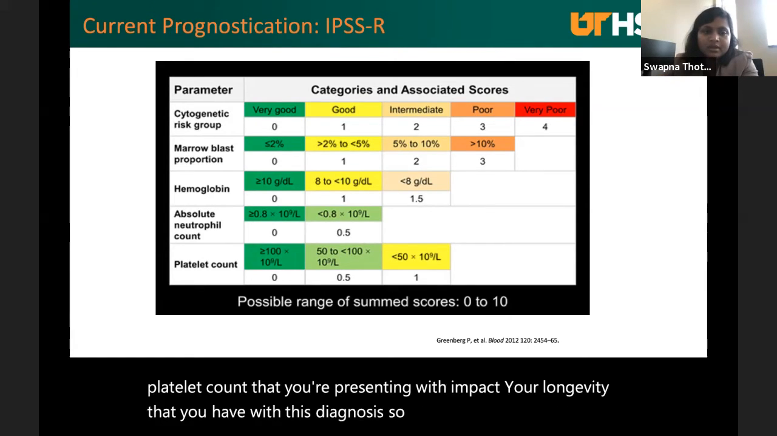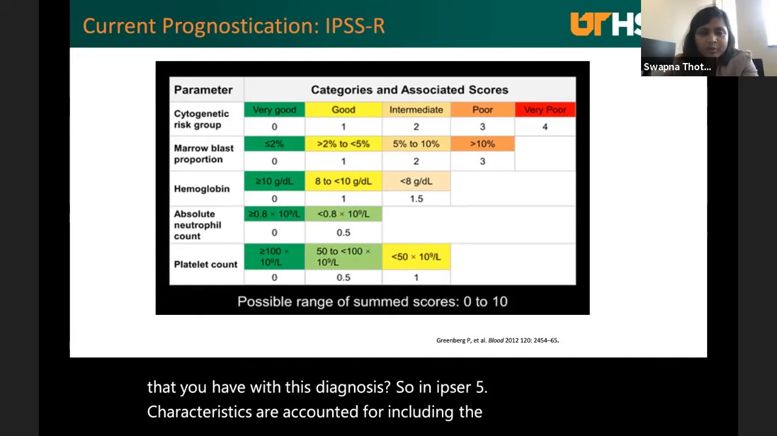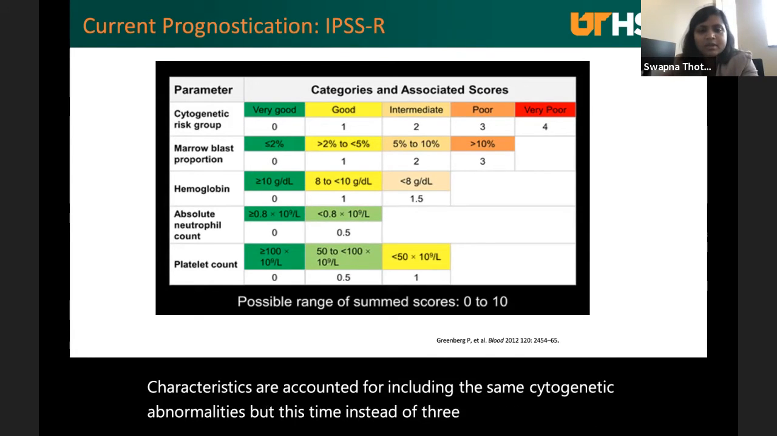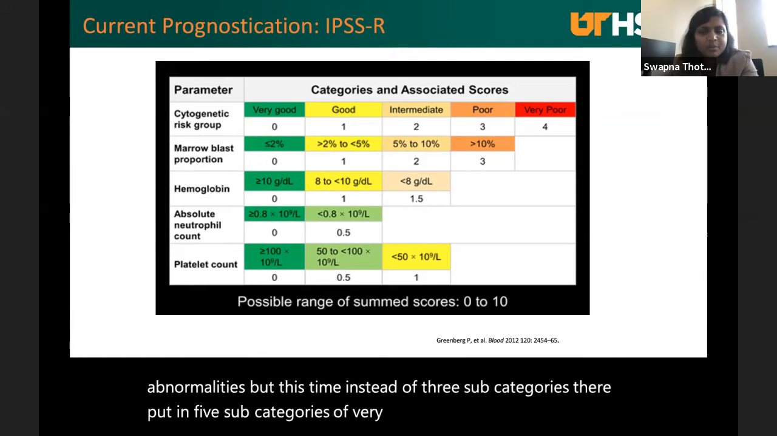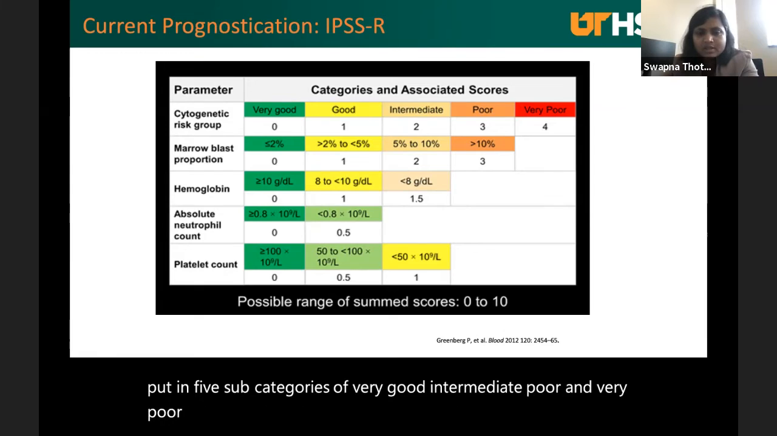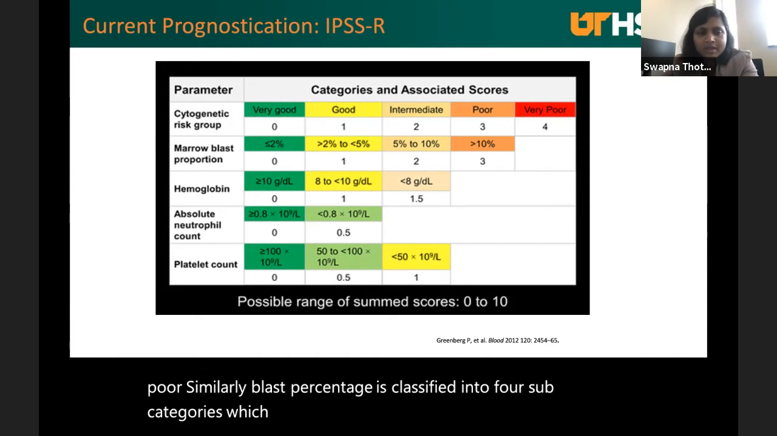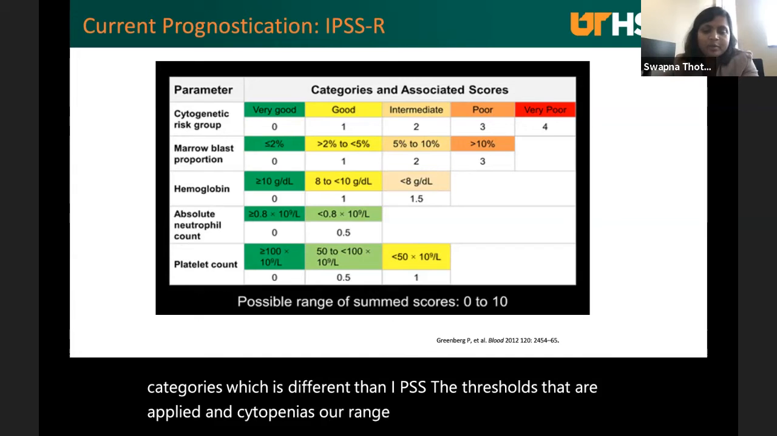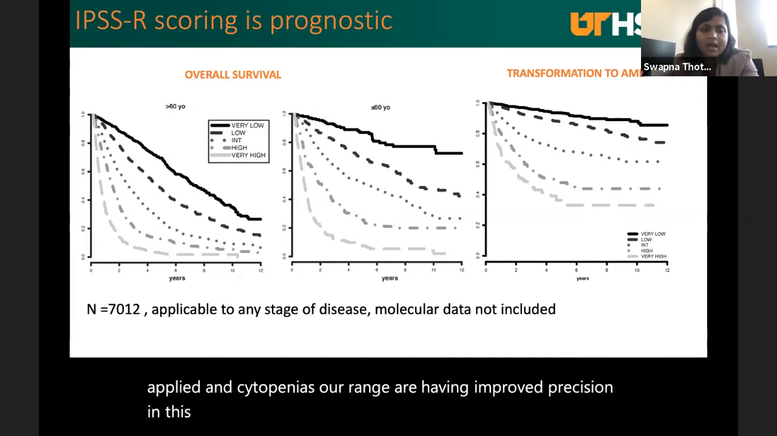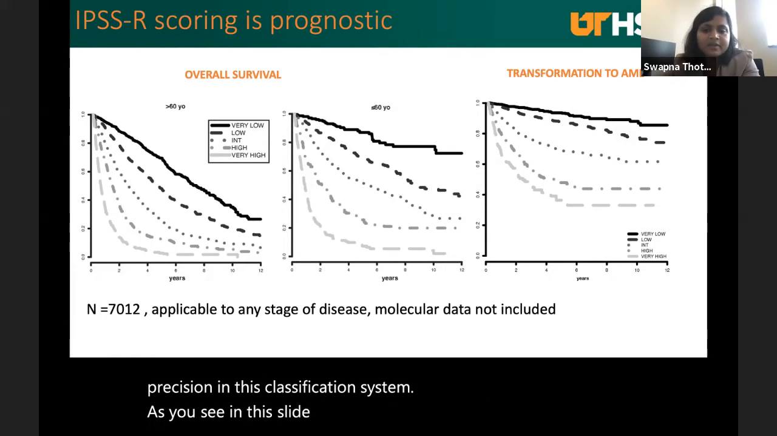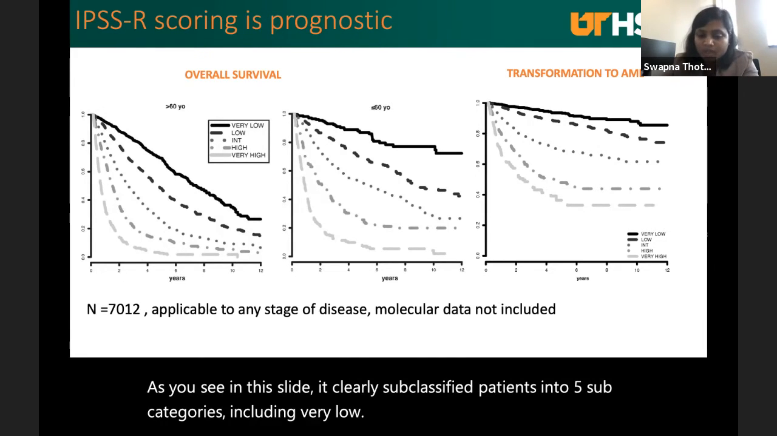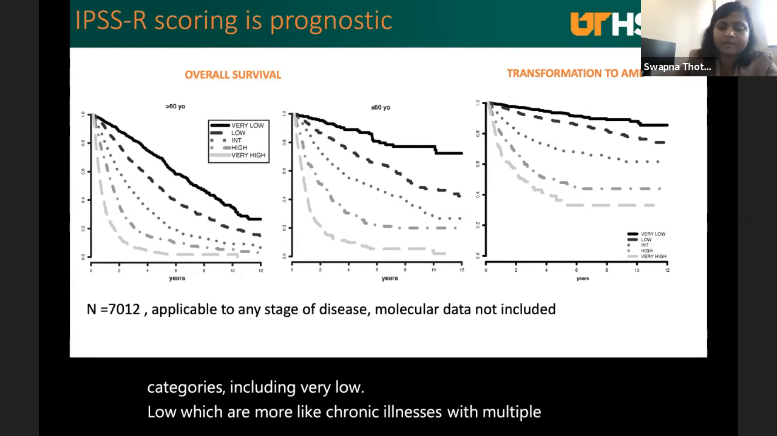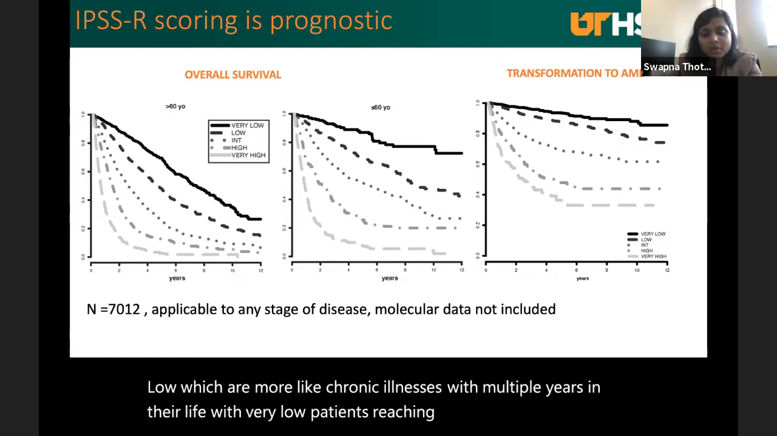So in IPSS-R, 5 characteristics are accounted for, including the same cytogenetic abnormalities, but this time instead of 3 subcategories, they're put in 5 subcategories of very good, good, intermediate, poor, and very poor. Similarly, blast percentage is classified into 4 subcategories, which is different than IPSS, in the thresholds that are applied. And cytopenias have an improved precision in this classification system. As you see in this slide, it clearly subclassifies patients into 5 subcategories, including very low, low, which are more like chronic illnesses with multiple years in their life, with very low patients reaching median survival close to a decade.